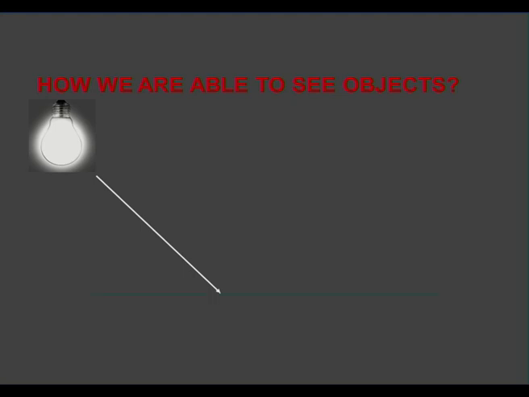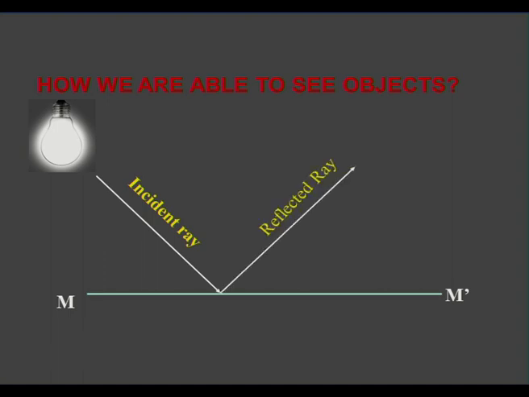Here the light ray touches the surface called M1. What happens then? As M1 is an opaque object, it reflects the light. The light which came from the source and touches the surface is called the incident ray. After the incident ray has touched the surface, it reflects back. So, the ray reflected from the surface is called the reflected ray.